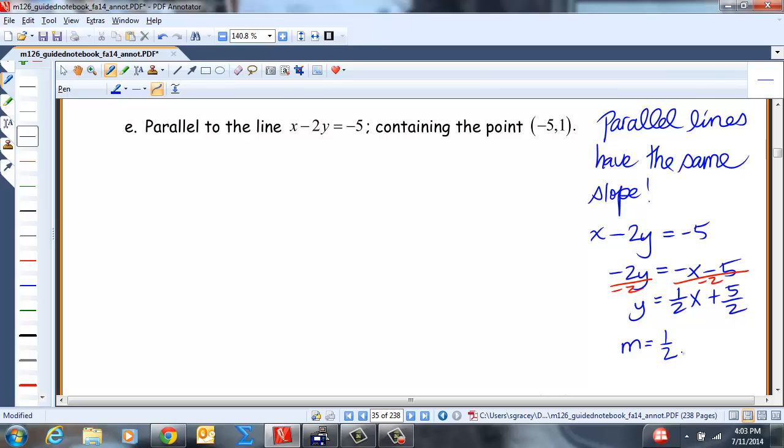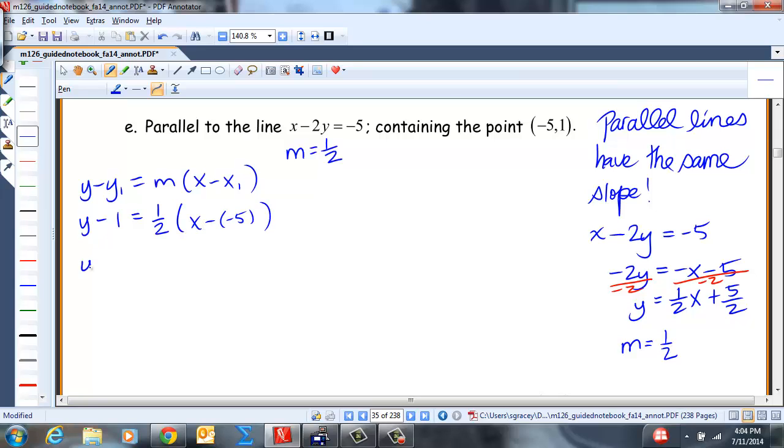And then it just becomes like before. y minus y1 is the slope times x minus x1. y minus 1 is 1/2 times x minus -5. So y minus 1 is 1/2 times x plus 5.